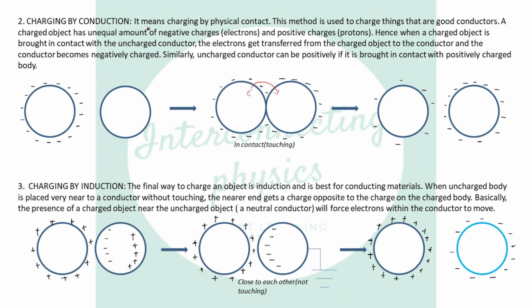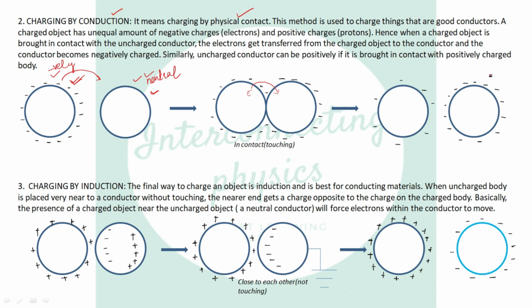Let us discuss further charging by conduction. It means charging by physical contact. In this method, we touch two bodies together. Suppose we have two objects, one negatively charged and one neutral. Now we have to charge this neutral body. So we touch these bodies together, and the electrons from the negatively charged body start moving toward the uncharged body. And what will happen after some time when the uncharged body is separated?